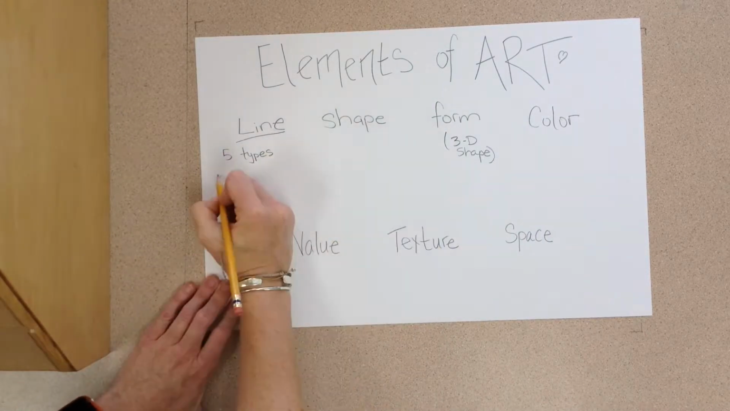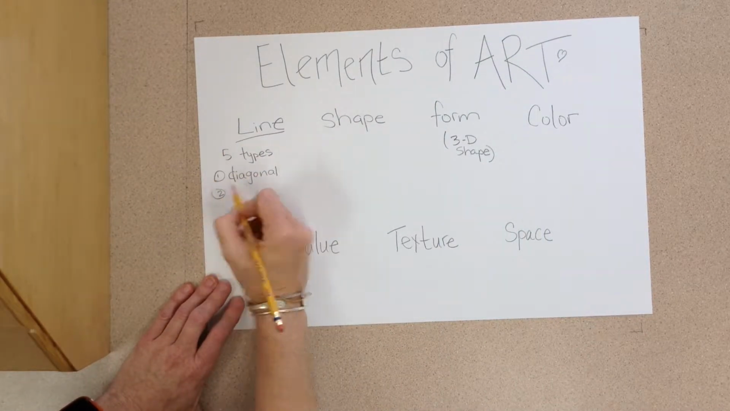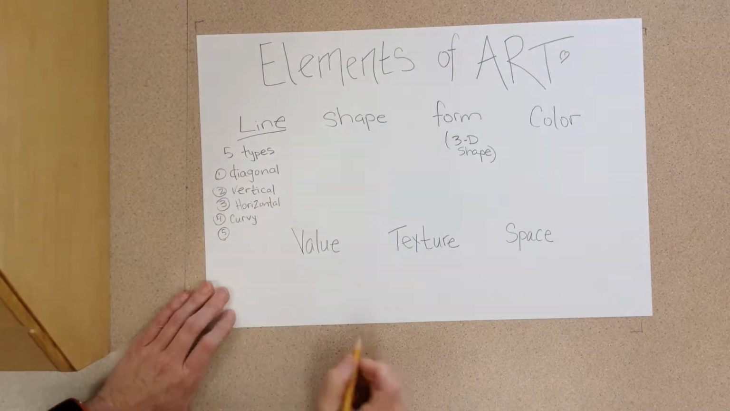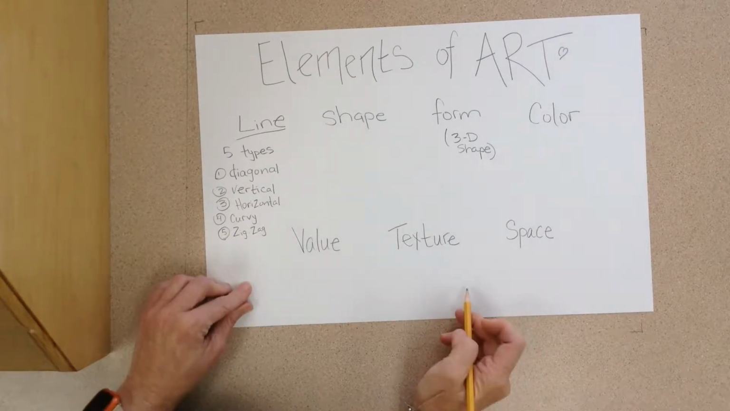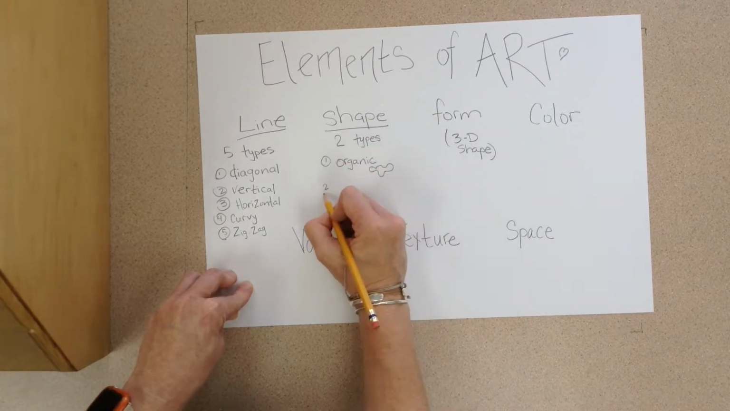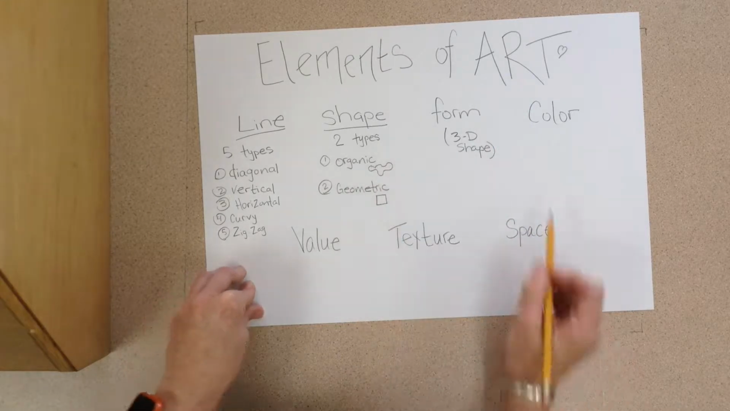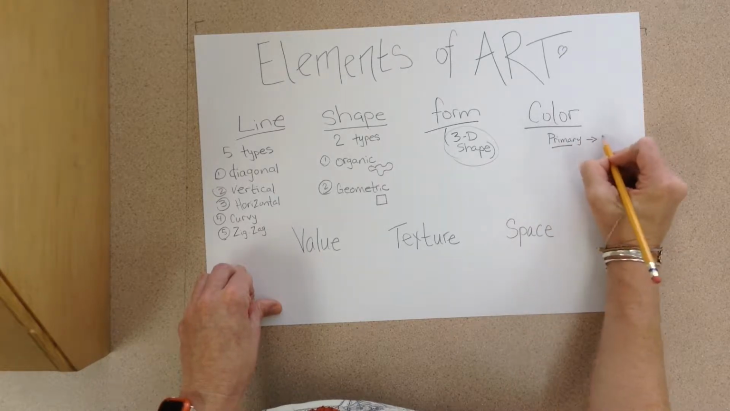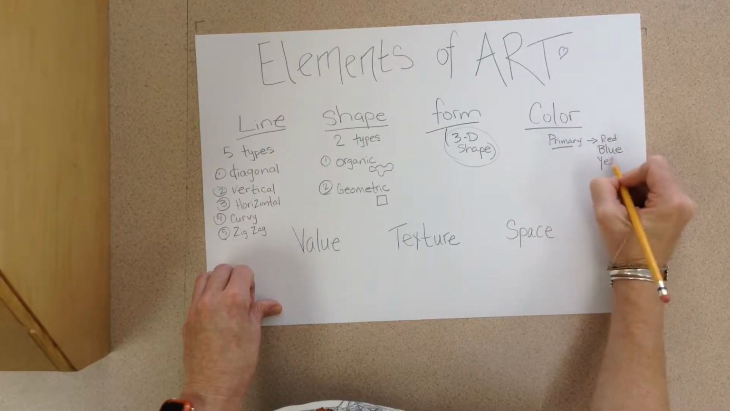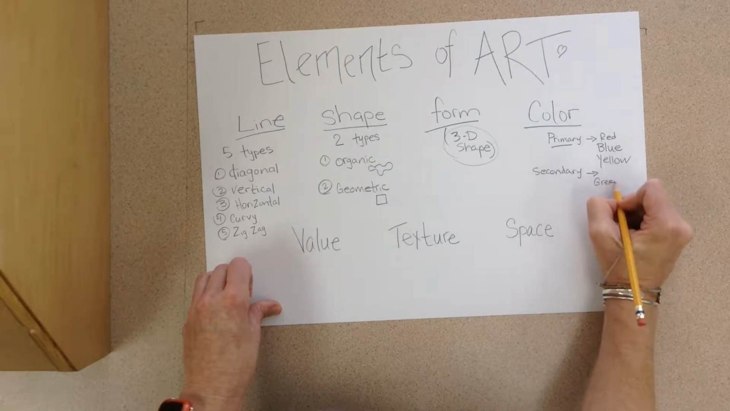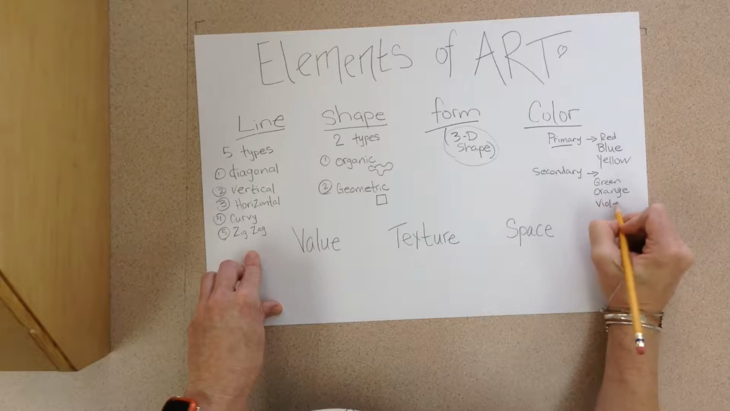There are 5 kinds of lines: diagonal, vertical, horizontal, curvy, and zigzag. There are 2 kinds of shapes: organic and geometric. Forms are also called 3D shapes. There are primary and secondary colors. The primary colors are red, blue, and yellow. The secondary colors are green, orange, and violet, or purple.